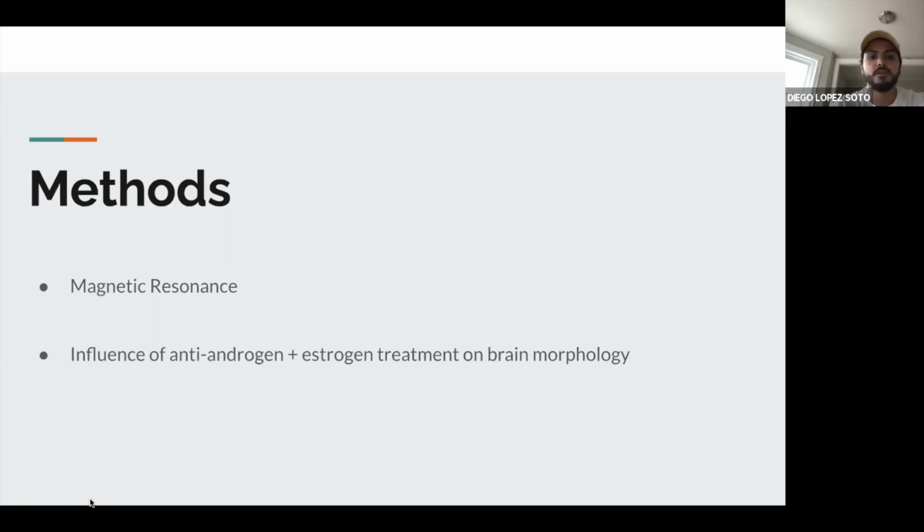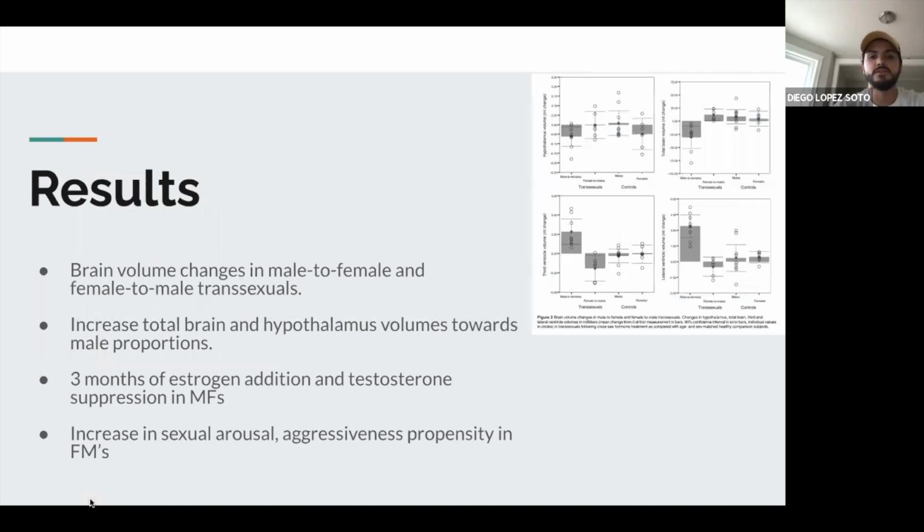The method that was used for this paper was magnetic resonance. Magnetic resonance brain images were made prior to and during cross-sex hormone treatment to study the influence of anti-androgen plus estrogen treatment on the brain morphology in 8 young adult male-to-female transsexual human subjects, and of androgen treatment in 6 female-to-male transsexuals. The results, according to the research: the anti-androgen plus estrogen treatment decreased brain volumes in male-to-female subjects toward female proportions, while the androgen treatment in the female-to-male subjects increased total brain and hypothalamus volume towards the male proportions.